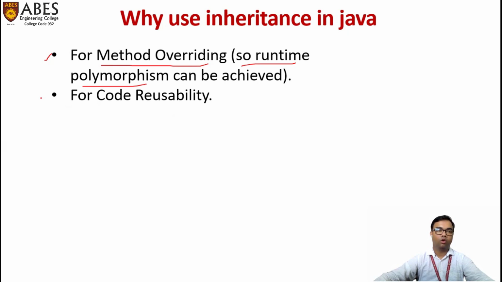And the second one is code reusability. Obviously, this is a very important feature. With the help of code reusability, what will happen? We have a class, and with the help of that particular class's methods, we can additionally add our own methods. So we have additional methods as well. This is the main advantage of using inheritance.